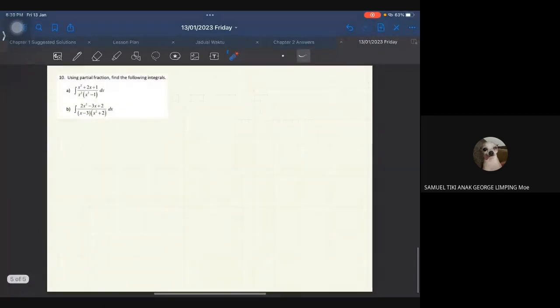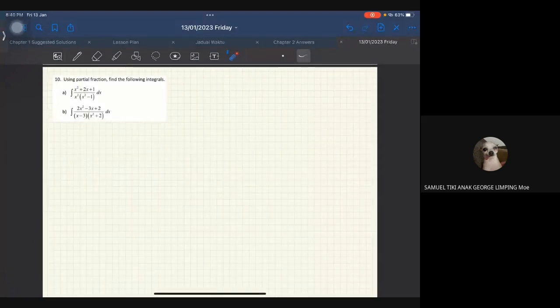So antara nombor 10 A dengan B, awak nak saya discuss yang mana? A ada repeated linear factor, B ada quadratic that cannot be factorized. Which one do you want me to discuss here? Dua-dua, madam. Dua-dua masih tak sempat je sebab kita ada lagi 20 minit. Okay, so saya discuss A dululah. If you are still having problems for B, please let me know.